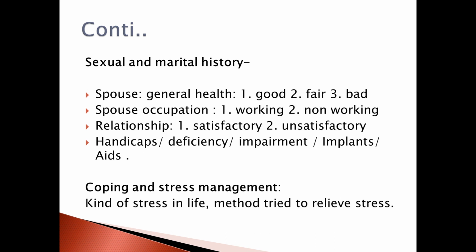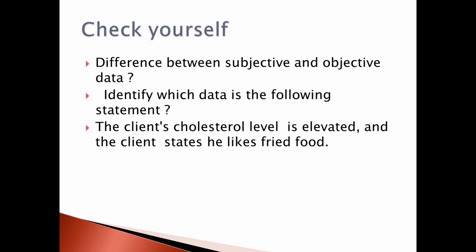Coming to the sexual and marital history, the spouse, general health, whether it is good, fair or bad, spouse occupation, whether he is working or non-working, whether the relationship is satisfactory or unsatisfactory, whether the spouse is handicapped or has any deficiency or any impairment or any implant or any hearing aids or something, you have to write it. Coping and stress management, kinds of stress in life, if there is any stress, what is the method he used to relieve the stress, you have to ask.